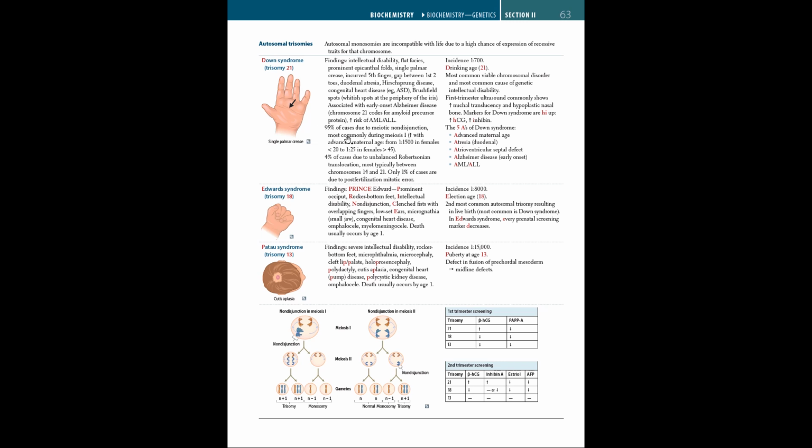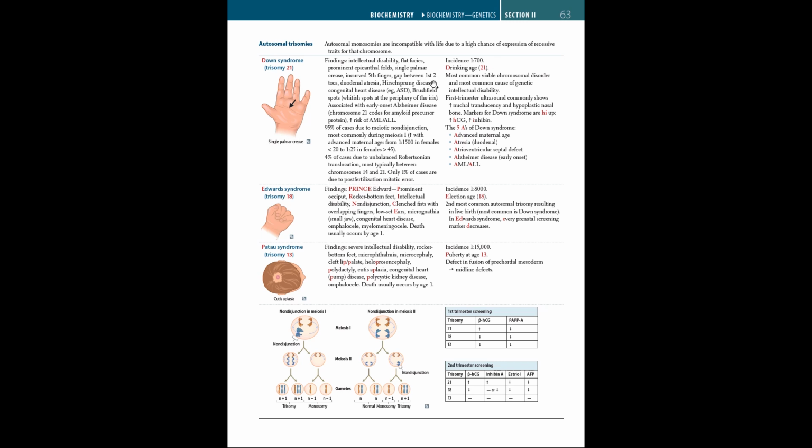Now, 95% of cases are due to meiotic nondisjunction, which is most commonly during meiosis 1, with increased risk at advanced maternal age, from 1 in 1,500 in females less than 20 years to 1 in 225 in females greater than 45 years. Now, 4% of cases are due to unbalanced Robertsonian translocation, most typically between chromosomes 14 and 21. Only 1% of cases are due to post-fertilization mitotic error. The incidence for Down syndrome is 1 out of 700.